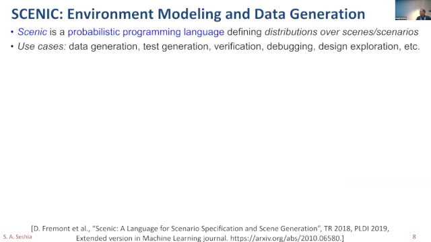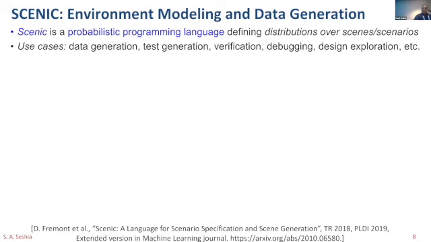Okay, great. So like I said before, Scenic is a language for environment modeling and data generation. It's a probabilistic programming language. What that means is that in a Scenic program, every program variable is a random variable. And the distributions are defined by the syntax of the program. Some distributions are implicit. They come from library definitions and things like that. Some are explicit. We'll call a scene a static snapshot of the world at a point in time. A scenario is a dynamic evolution of the world over a sequence of time steps.